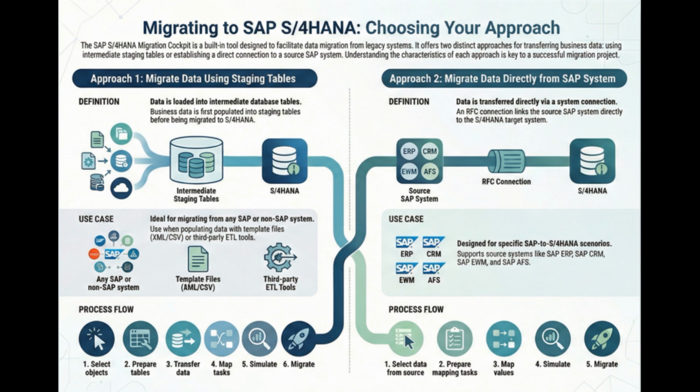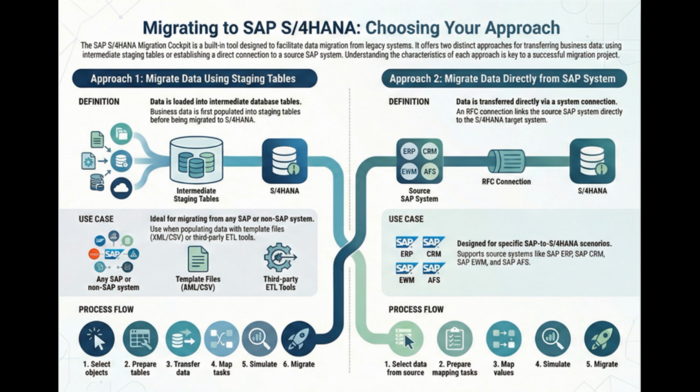Exactly. And these are categorized as master data and transactional data. But, and this is crucial, the cockpit is explicitly not designed or intended for migrating historical data. Okay, that's a very important distinction to make upfront. So let's get into the two core migration approaches. We know what we're moving, these migration objects. What's the first path? The first is called migrate data, using staging tables.